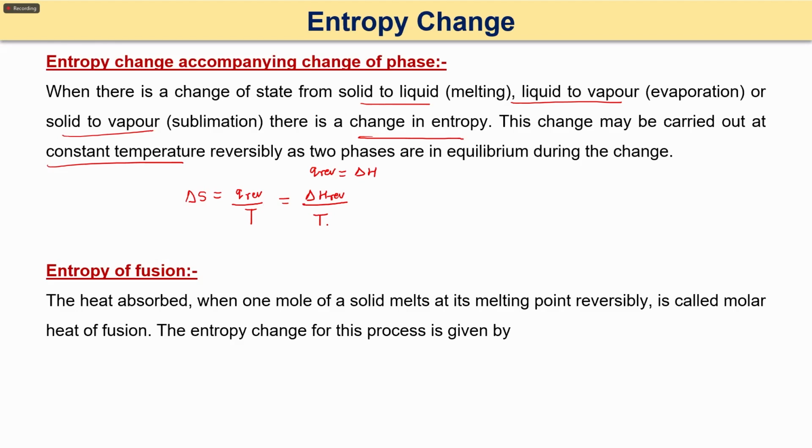So now let us see what is entropy of fusion. The heat absorbed when 1 mole of a solid melts at its melting point reversibly is called molar heat of fusion. This we have studied in our earlier classes. The entropy change for this process is called the entropy of fusion, and that is given by delta S fusion.